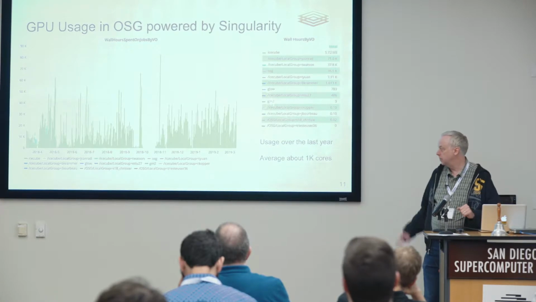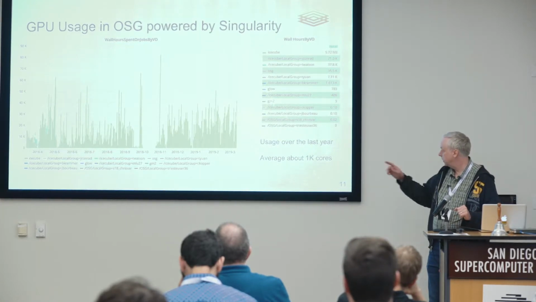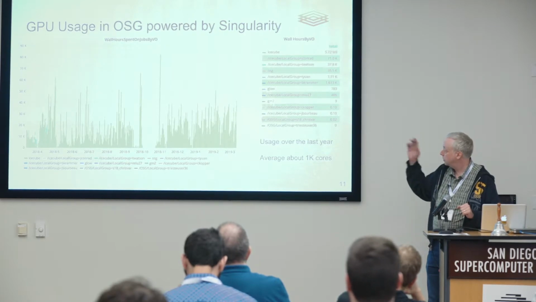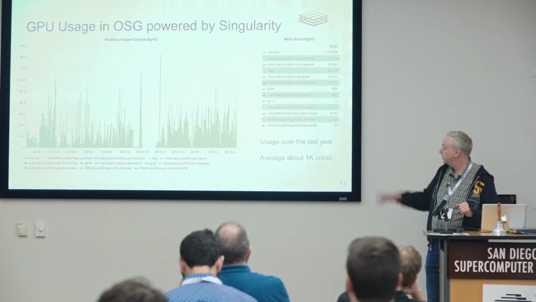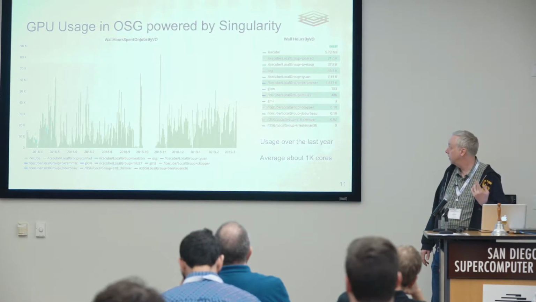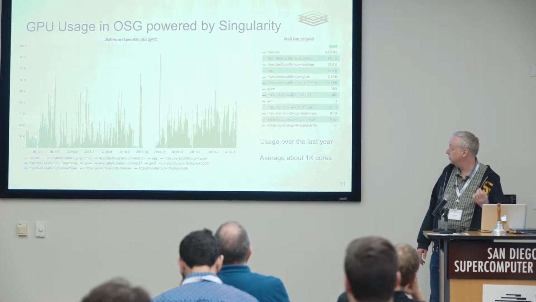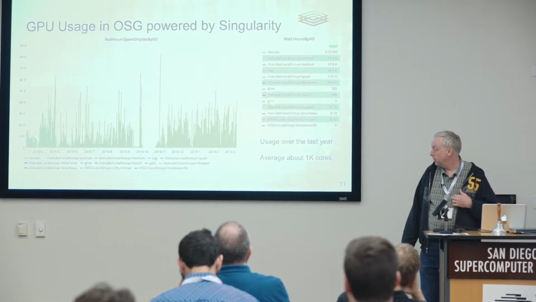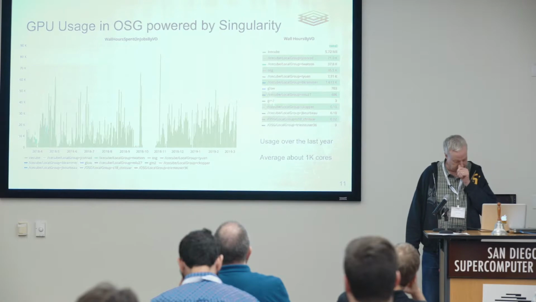Also, there is some GPU usage, and here we're talking about an average of about 1K cores. Also on the list are some of the names of other projects. We have IceCube and LEGO. LEGO's not on here, but they're another big user. And of the OSG, they're just not using the GPUs.